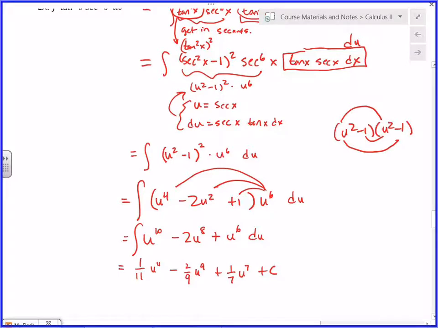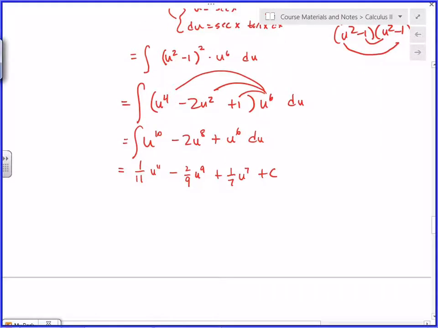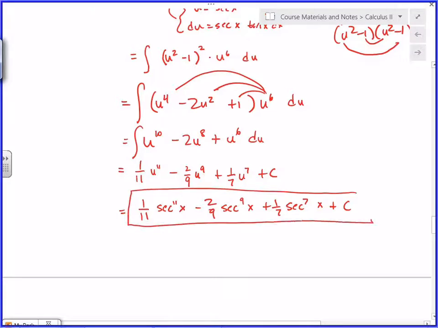And now, is that acceptable with the u's, or do you want...? No, you've got to substitute it back in. Okay. Yeah, so I did that all in one step. 1 over 11, what was our u? Secant. Secant to the 11th of x minus 2 over 9 secant to the 9th of x plus 1 over 7 secant to the 7th of x plus c. Oh, the power.